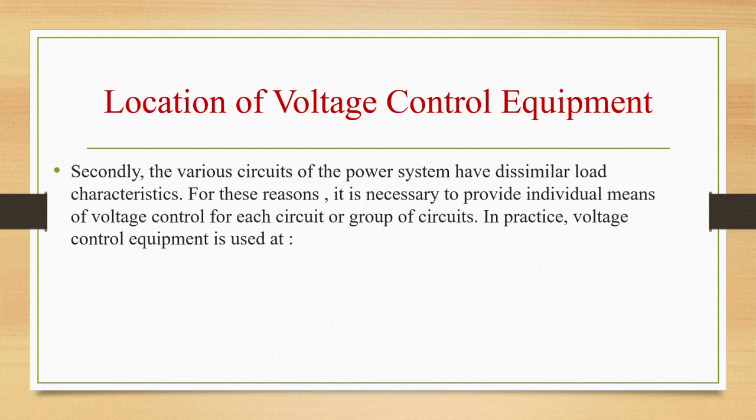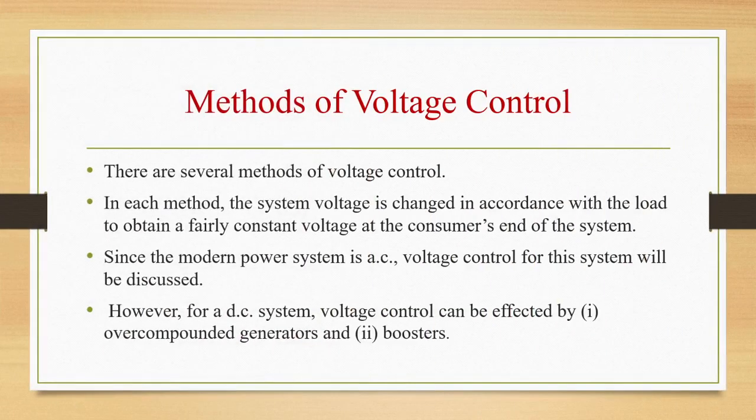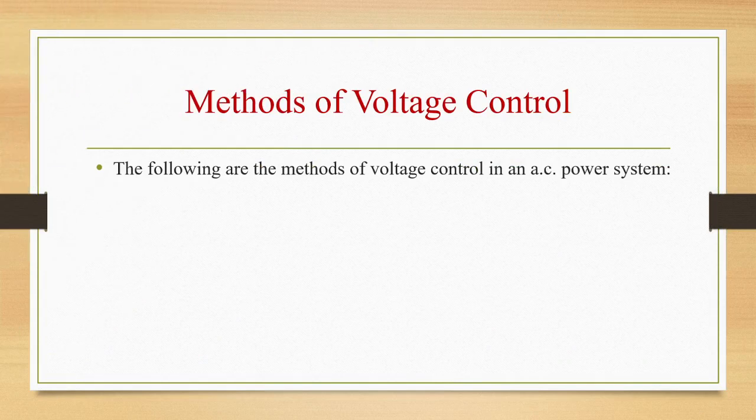So in practice we will see that voltage control equipment is used at generating stations, transformer stations and at feeders. So there are several methods of voltage control, and in each method system voltage is changed in accordance with the load to obtain a fairly constant voltage at the consumer's end of the system. So AC voltage control system we are going to discuss.